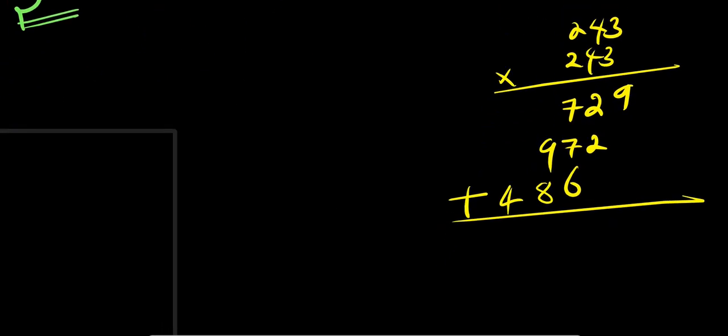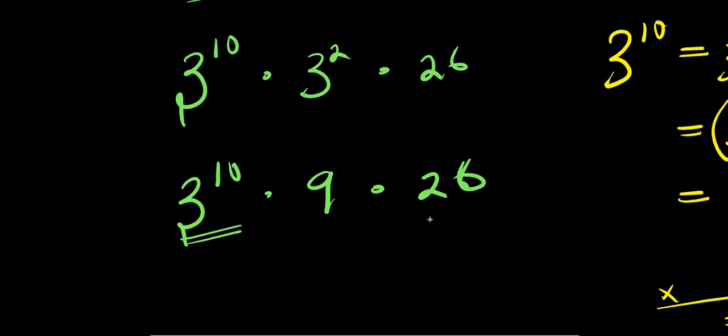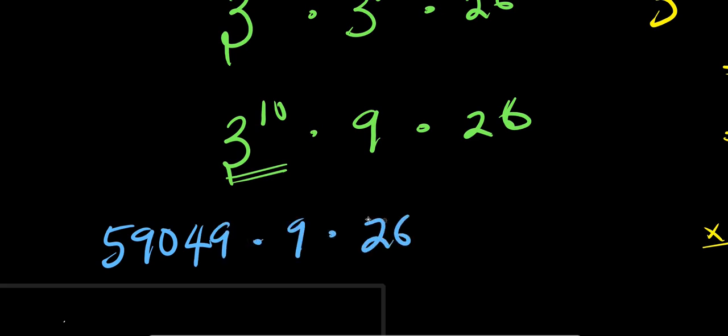Now I bring down the 9. This is 4. This is 14 plus 6, 20. 0 carry over 2, and 11 plus 8, 19. 9 carry over 1, and we have 59049. So 3 power 10 is 59049, times 9 times 26.